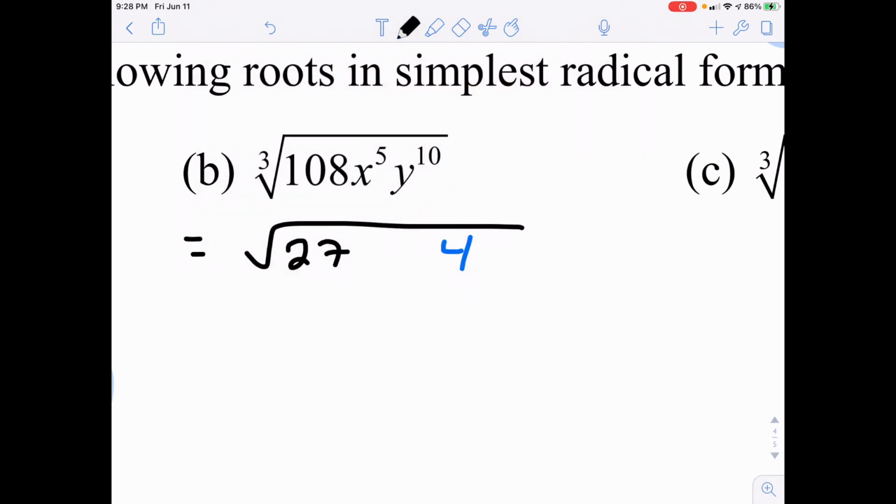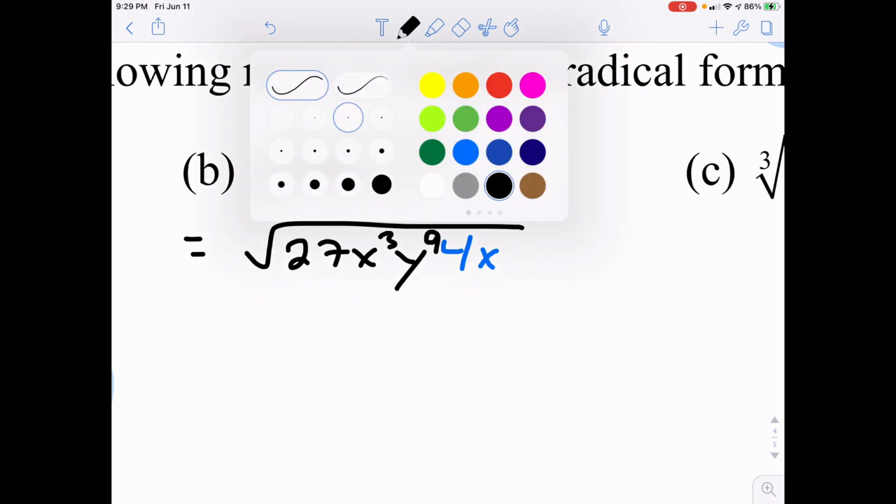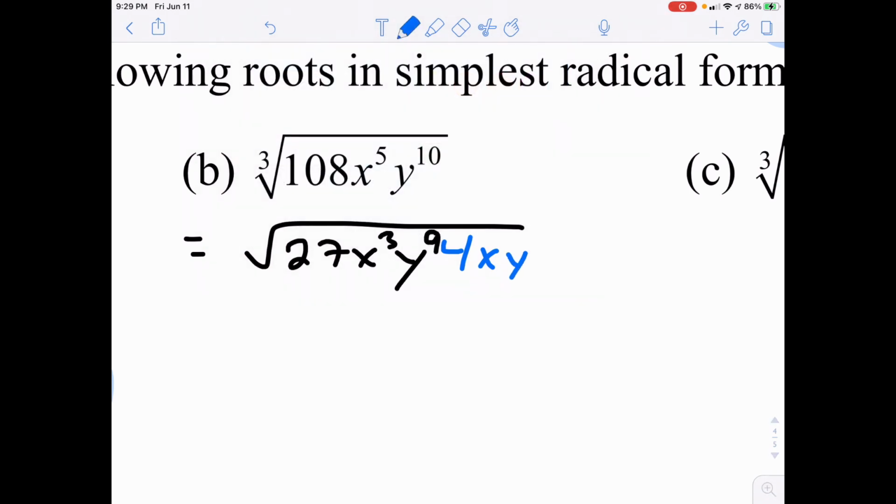Now, this cube root goes into 3 of those 5 x's. So x cubed goes here, and x squared goes here. So x cubed times x squared is x to the 5th. Lastly, this third root goes into 9 of those 10 y's. So I'm going to put y to the 9th power times y to the 1st power.